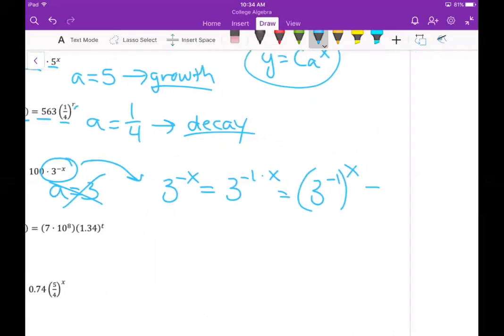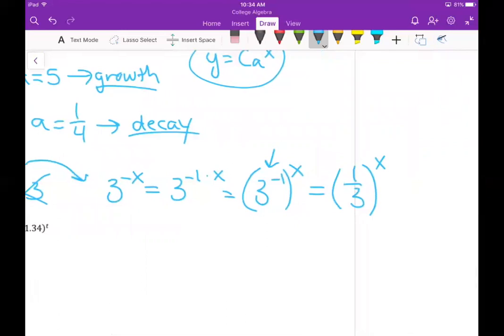So in order to see what that a actually is, just like with the fractional exponent, we need to break apart that negative from the x being alone. This is the same thing as 1/3. Remember, negative powers move the base to the denominator. That's 1/3 to the x. So a is actually 1/3, and this is decay. So the main part I really want you to understand here is that we have to get that exponential term, that exponential variable, to be alone before we can determine decay versus growth.